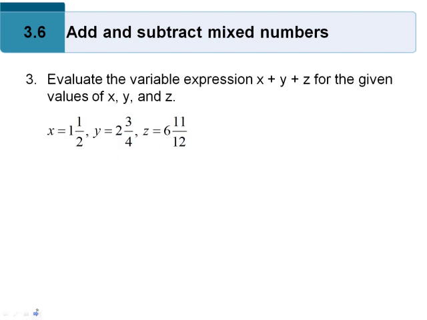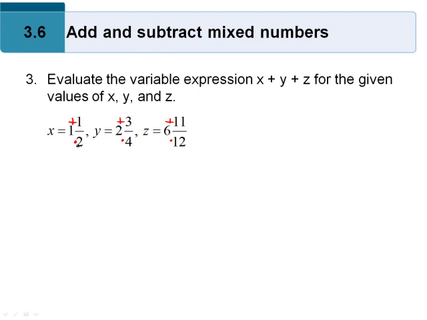All right. Look at number 3. It says evaluate the variable expression x plus y plus z for the given values of x, y, and z. And so they've told us that x is 1 1/2, y is 2 3/4, and z is 6 11/12. Okay, so I'm going to go ahead and start, because we're going to add those all up by changing all of them to improper fractions. Now, the nice thing is there's no negative signs, so we don't have to worry about that.